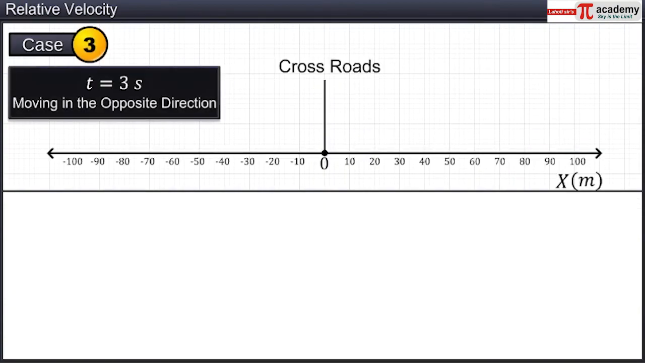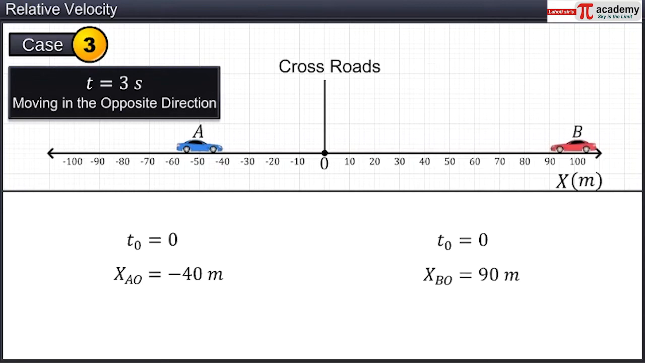Case 3. At the time of initial observation, that is, when T naught equals 0, car A is 40 meters behind the crossroads and car B is 90 meters ahead of the crossroads. Car A is moving towards right with a uniform velocity of 10 meters per second. Car B is moving towards left with a uniform velocity of 15 meters per second.